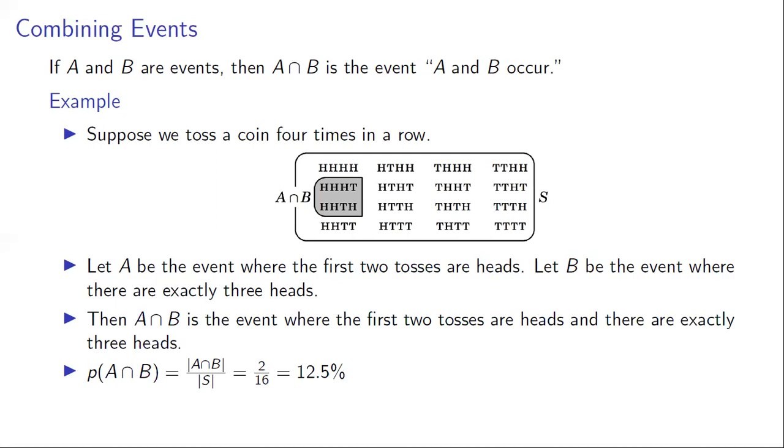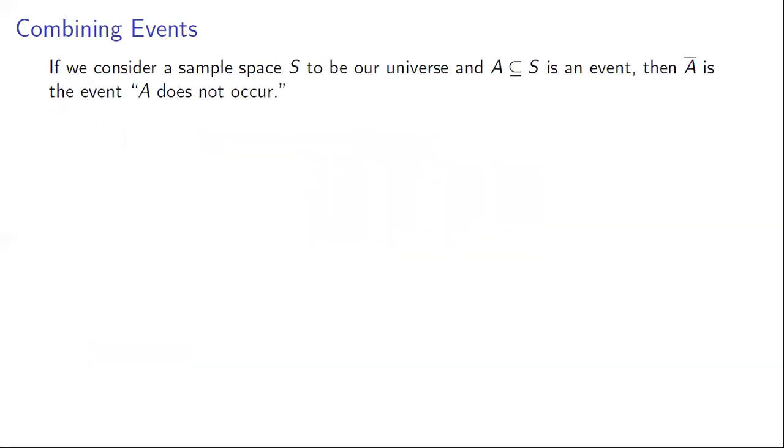Okay, now one more way of not really combining events. It's not really combining events, I guess. It's more a way of producing a new event from an old event. So if we consider a sample space S to be our universe, and let's say we have an event A. So A is a subset of S. That's our event A. It's a subset of S.